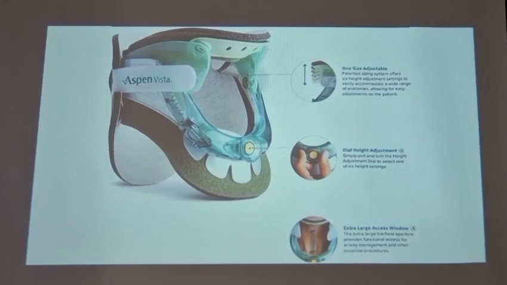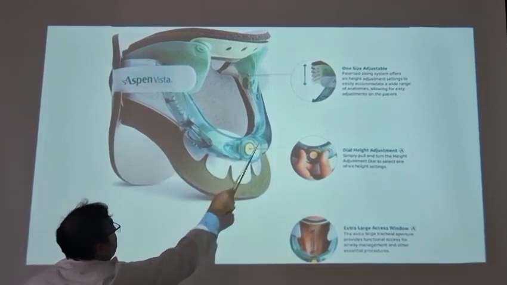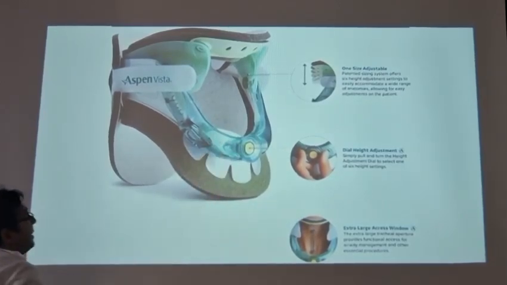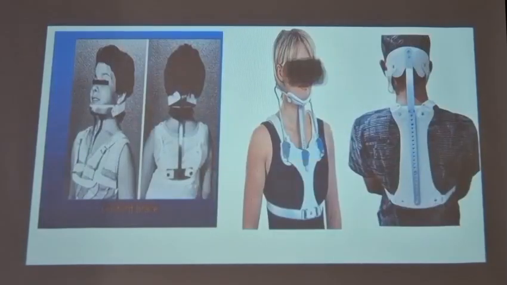Here come the collars, the Aspen Vista collar. It is like a Philadelphia collar, but in a Philadelphia collar we cannot remove the front part; we have to remove the whole thing to see underneath, and it is hot. But in this Aspen Vista collar, it has padding that can be removed, it can be fixed from here and here, with height adjustment and all that. So these are other braces we can use in pediatrics.